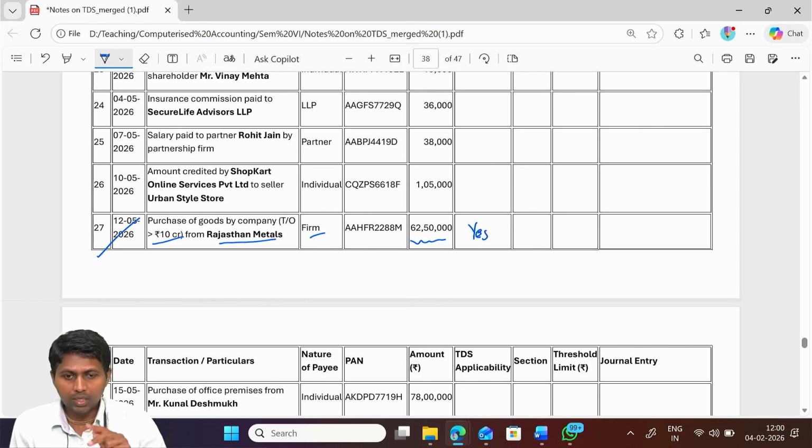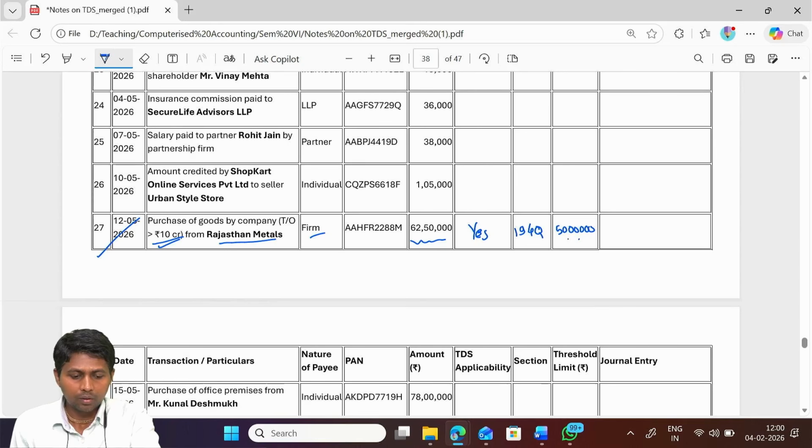For purchases, there are two conditions: one condition of threshold and a second condition of turnover. If turnover is more than 10 crore, then only you have to check the threshold. Otherwise, don't check the threshold either. Now, then you can read section 194Q. Then here, the threshold, 50 lakhs.